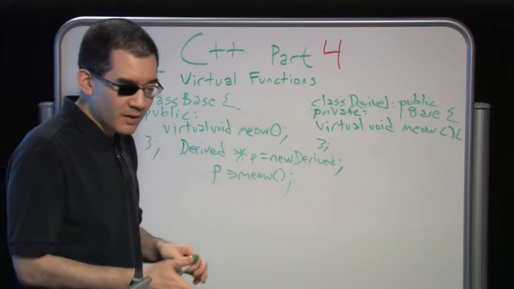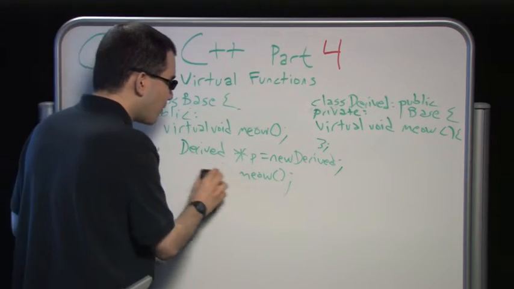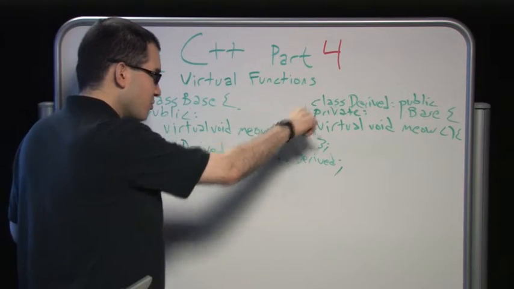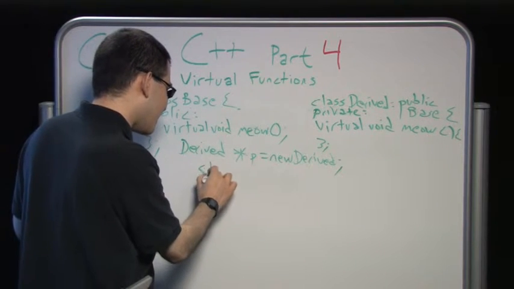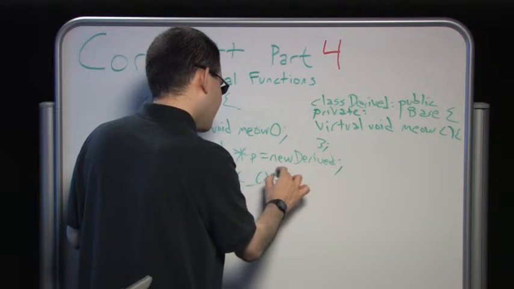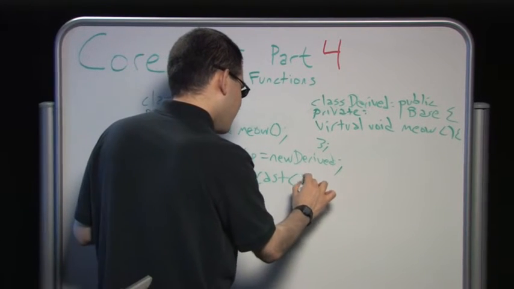And in fact, this will compile if you say, okay, I want to invoke meow, but not through the derived class. I could say static cast, using these delicious C++ casts, as delicious as casts can get, which is not very, because casts are evil.